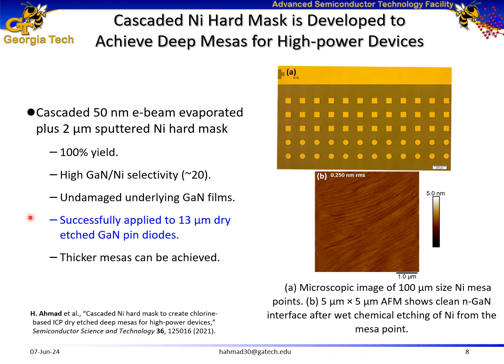So finally, I devised a novel procedure of nickel hard mask in which I first deposited 50 nanometers of E-beam evaporated nickel, followed by 2 microns of sputtered nickel. It resulted in 100% yield, high gallium nitride to mask selectivity, undamaged underlying films, and I was able to successfully apply it to my thicker actual gallium nitride pin devices. And with this technique, we can also achieve thicker mesas.